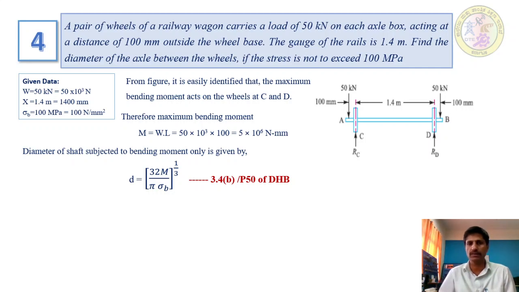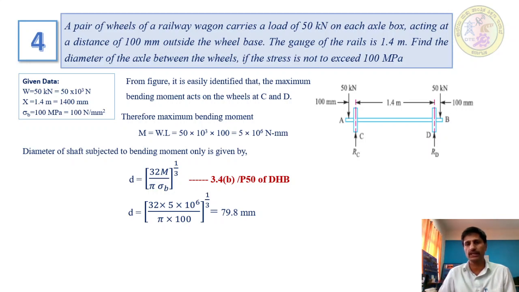As I told, the sigma b value is 100 MPa, that is equal to 100 Newton per millimeter square, and M is 5 into 10 raised to 6 Newton millimeter. By doing the substitution, you are going to get the answer as 79.8 millimeter. Again, this is not the standard diameter.